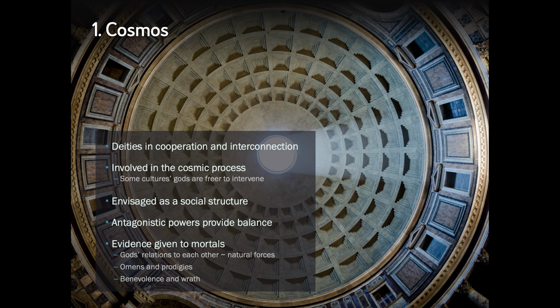So it's seen as a social structure. It's seen as a way of providing, of understanding balance, of seeing balance in a chaotic world. Even antagonistic gods provide balance with each other, and gods that cooperate with each other reinforce balance and harmony.